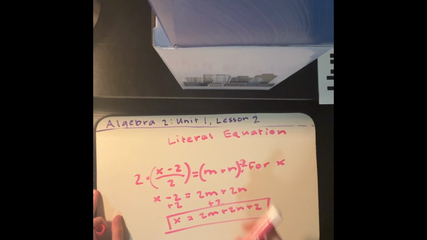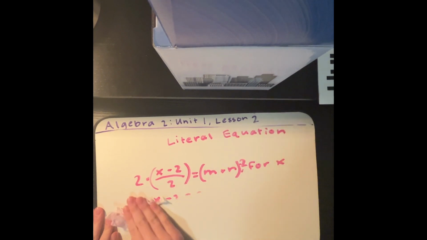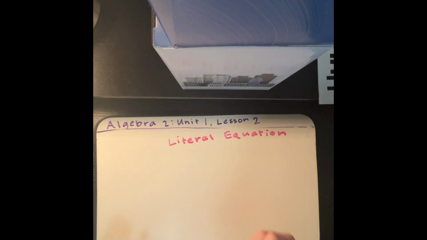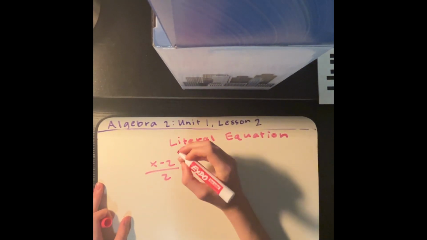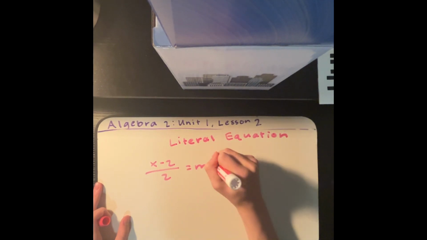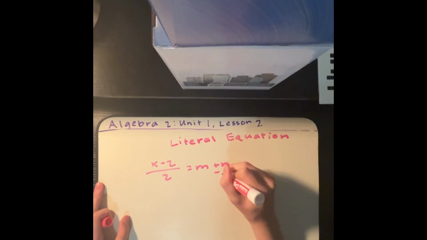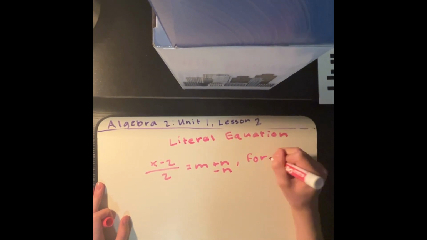When you're solving literal equations, you may also be asked to solve for different variables. So we're going to do a different variable this time. Let's try maybe m or n. Let's try m. So if I have (x minus 2) over 2 equals m plus n, and I solve for m, this is actually very easy.